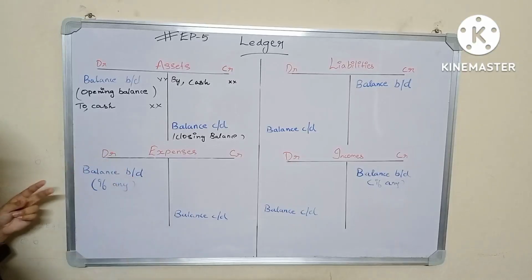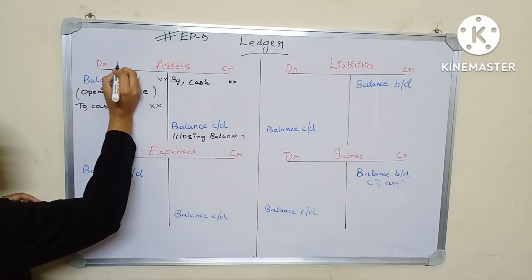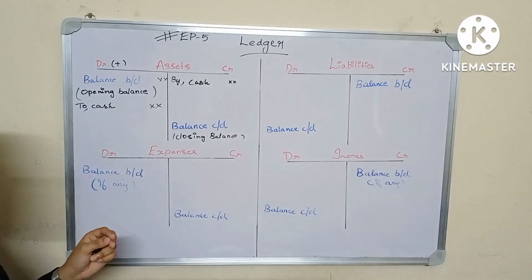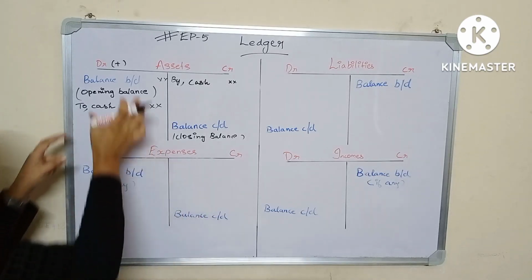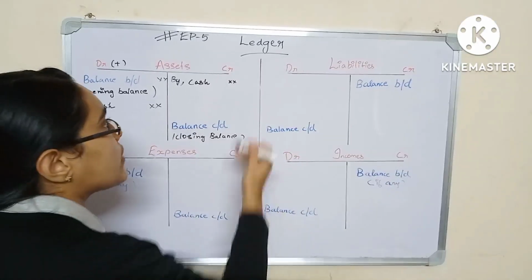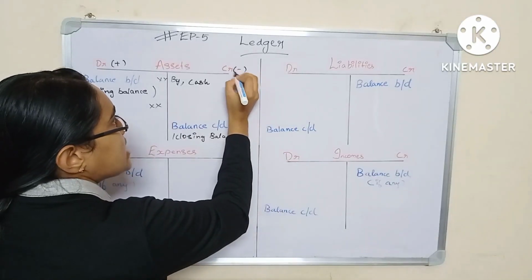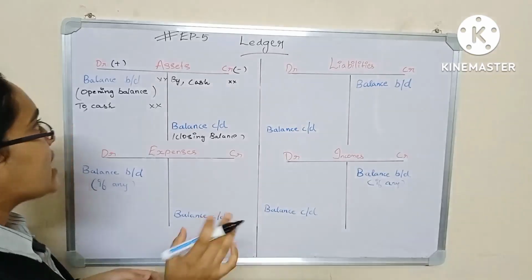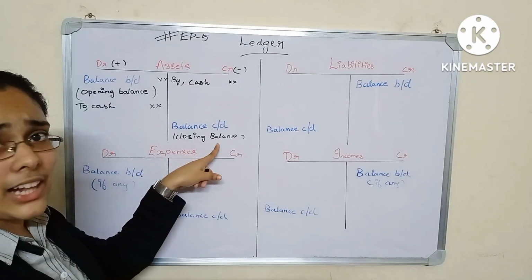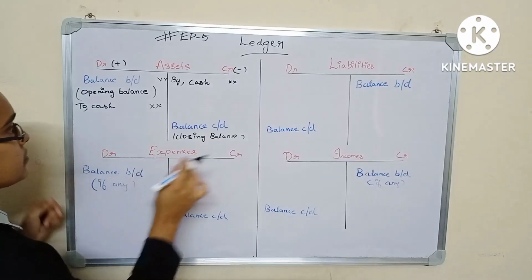For assets, debit means to increase. So if you are increasing the value of your asset, you will write it on the debit side, and if you are decreasing the value of the asset, you will write it on the credit side. Now that is about assets. Now how will you find the closing balance? I'm going to show you that.